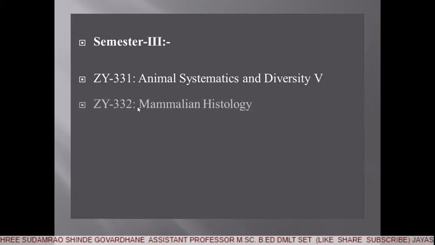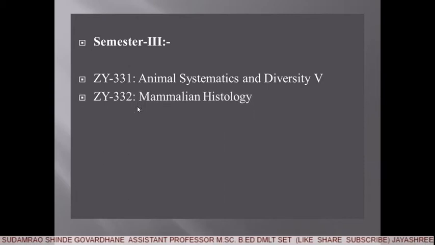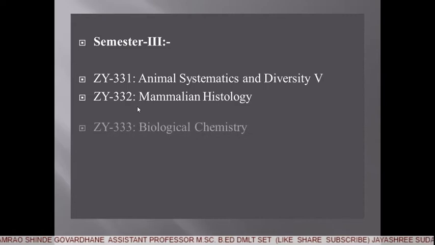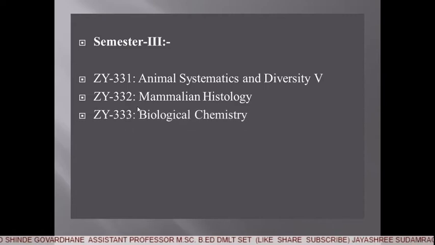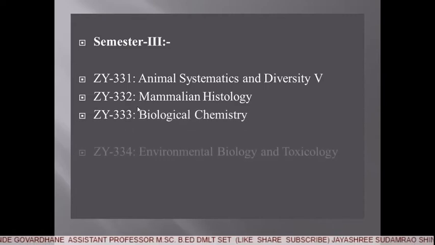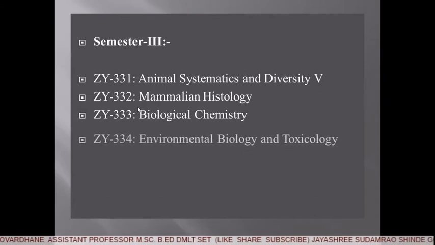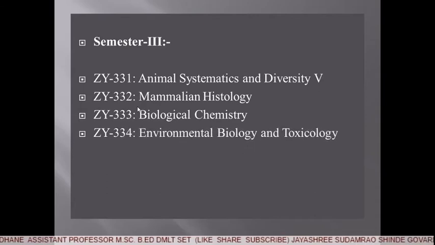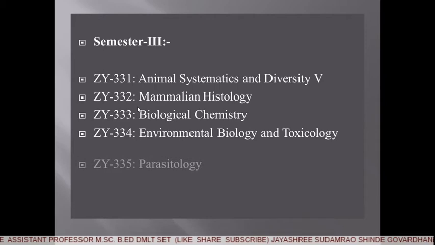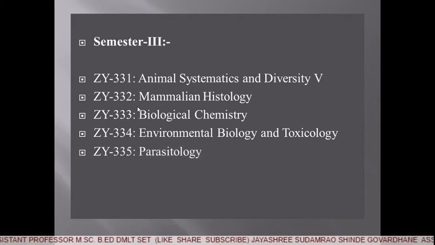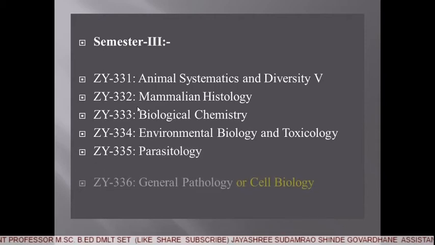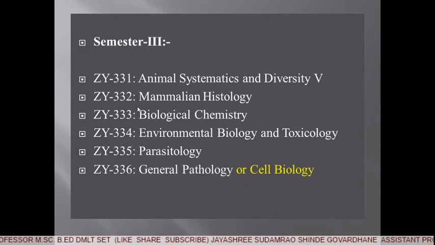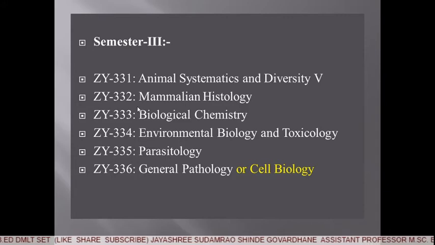The second paper is mammalian histology. The third paper is biological chemistry. Fourth, environmental biology and toxicology. The fifth one is parasitology. The sixth one is general pathology or cell biology. Among these two you can choose any one, but in our college we have taken cell biology.